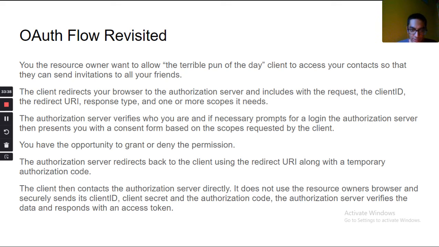Then the client contacts the authorization server directly. It does not use the resource owner's browser and securely sends. So on the back end, the client will communicate with the authorization server, and it will send its client ID, client secret, and the authorization code. It'll send these three things, and the authorization code, remember, was sent in the previous step by the authorization server. The authorization code is a temporary, short-lived code that is generated by the authorization server.